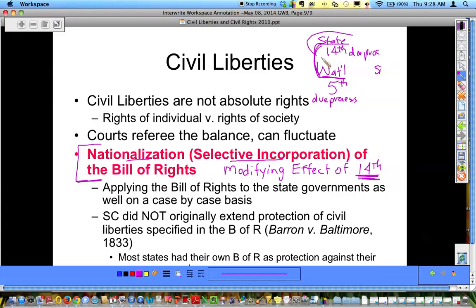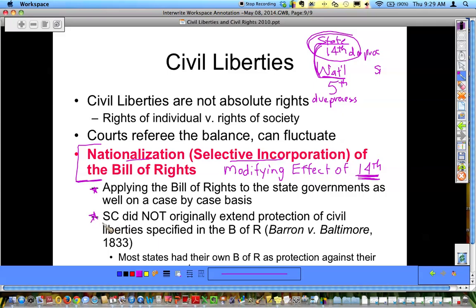When this 14th Amendment was added, it greatly increased citizens' protections against state governments. And they made many of the Bill of Rights apply to state governments. And I want to show you this selective. It doesn't mean all. It just means on a case-by-case basis, how have the Bill of Rights through the years been applied to the states?